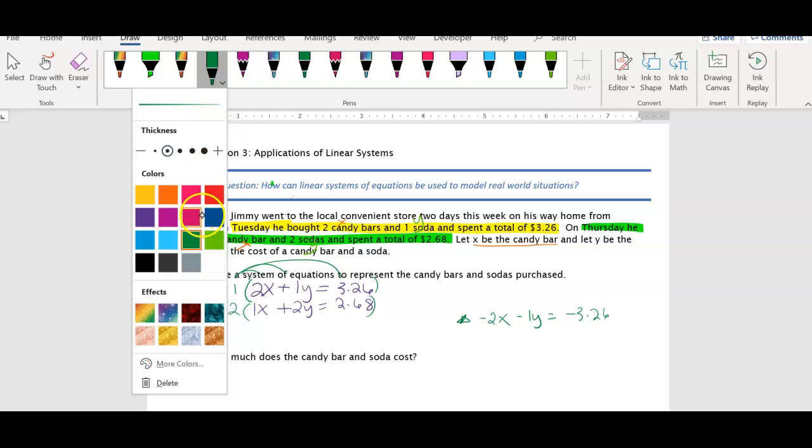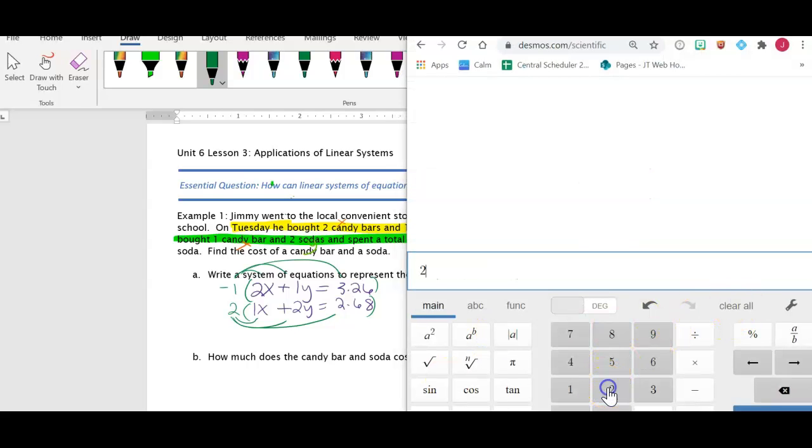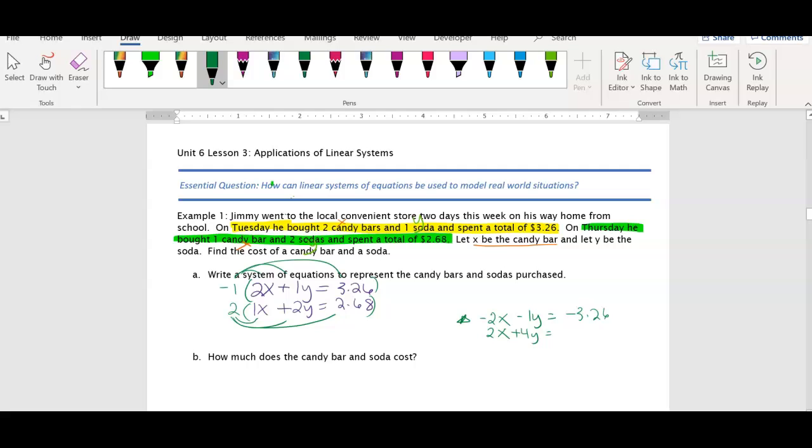On the bottom equation, I'm going to take 2 and multiply it times each thing. So 2 times 1 is 2X. 2 times 2 is 4, plus 4Y. And then 2 times 2.68, I'll put that in the calculator to get an answer, make sure we're right. And I get 5.36. Okay, so now we've created it so that we have same number, opposite signs.